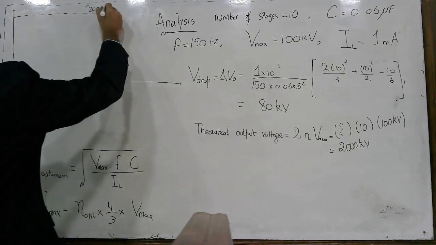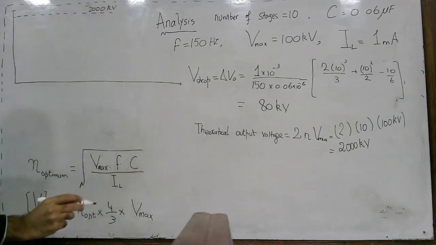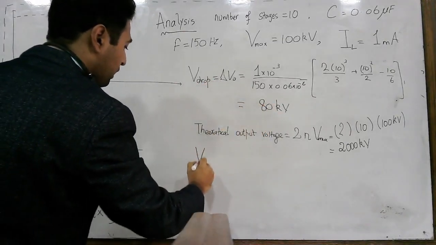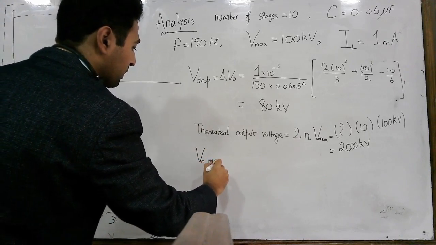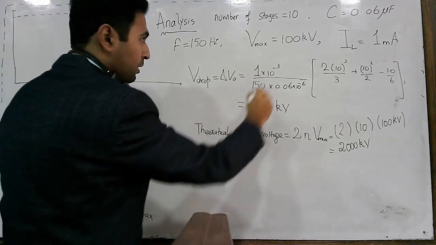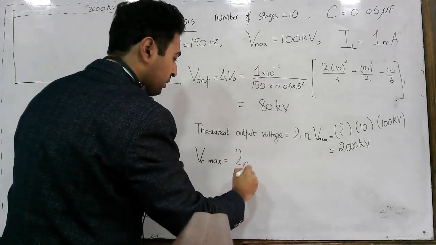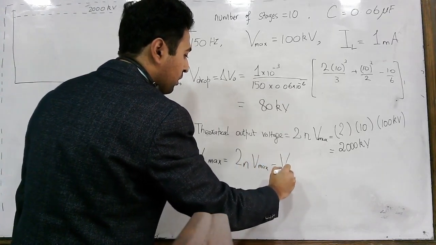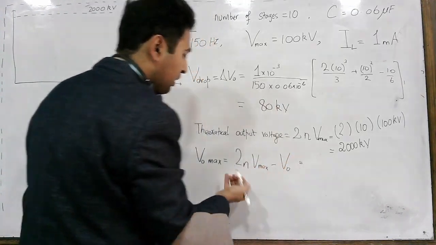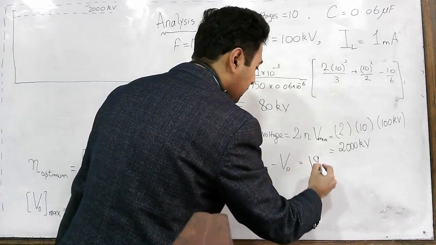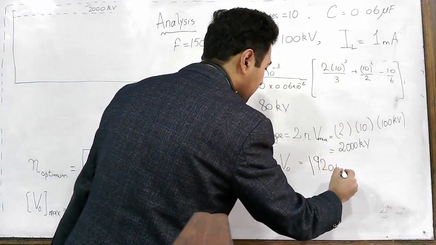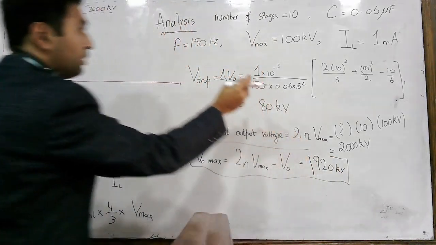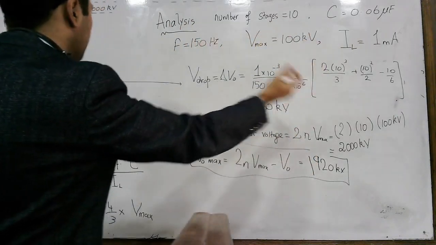2000 kilovolt, but the voltage drop is 80 kilovolt. So V output maximum will be 2n V max minus V drop. V drop is 80 kilovolt and this is 2000 kilovolt. So we will be getting the peak of 1920 kilovolt practically when we have this loading current.